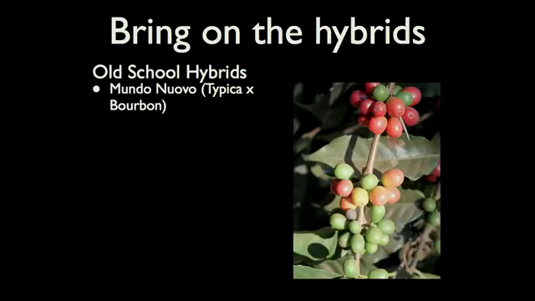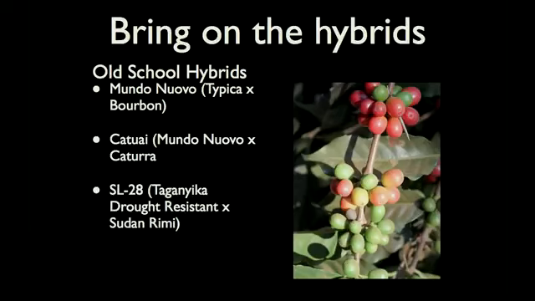They took Mundo Novo and crossed it with Caturra, that short, highly productive variety, and that became Catuai. Catuai was grown all over Brazil and spread throughout Latin America, and there's many plantings of Catuai throughout Latin America. In East Africa, there was a variety of Bourbon called Tanganyika drought resistant that they crossed with a wild variety from Sudan called Sudan Rume.